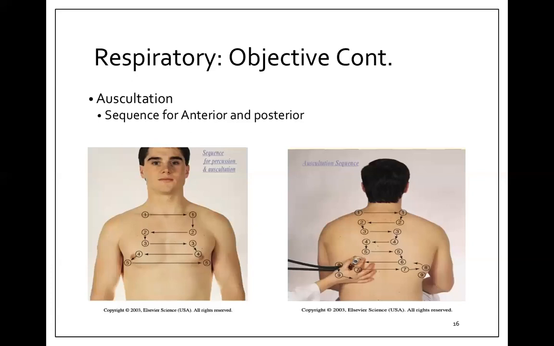Posteriorly, we start at about C7, where the picture indicates, and work our way down, again using that over-down pattern, to about T9. In women, this generally falls just about where a bra strap might go, but that's right around T9. Please note that it is really important to listen posteriorly, as this is where the lower lobes are auscultated. You cannot assess lower lobes of the lungs anteriorly. You have to listen from the back. And why this is really important is because it is the lower lobes where most pneumonias occur. So if you only listen anteriorly, you could miss something really important.